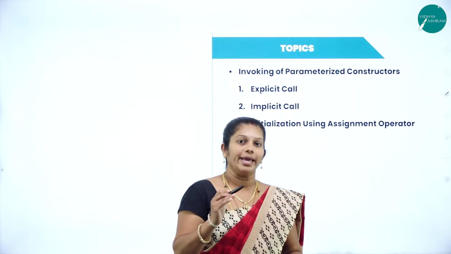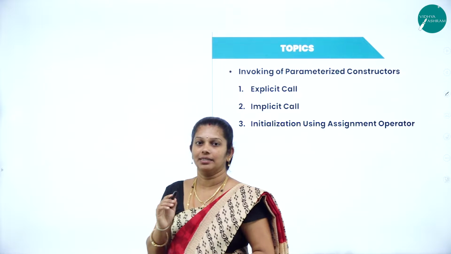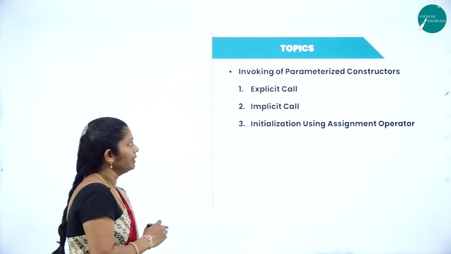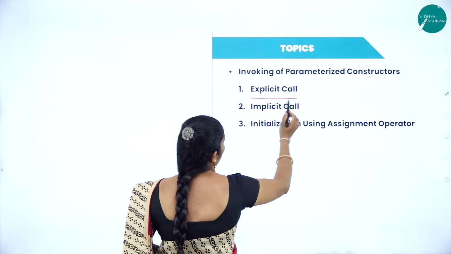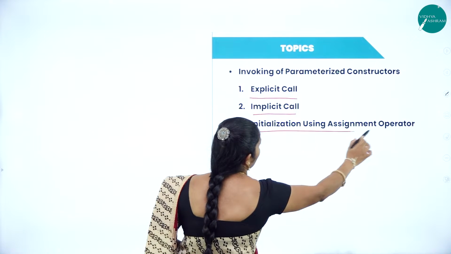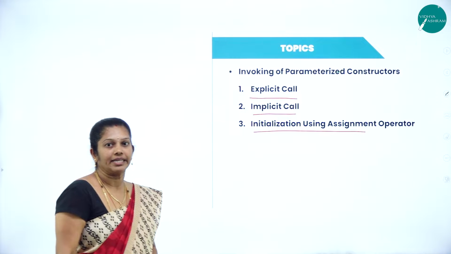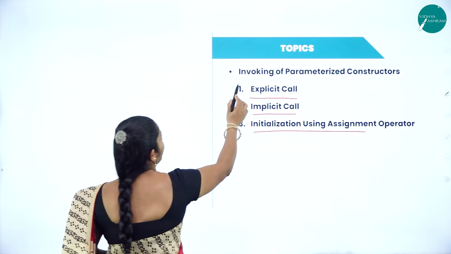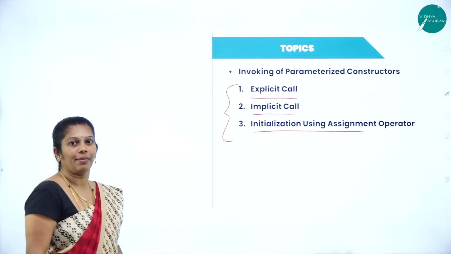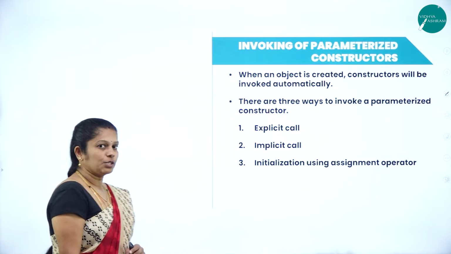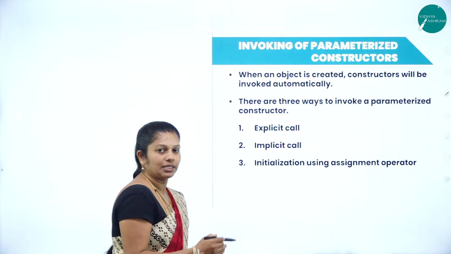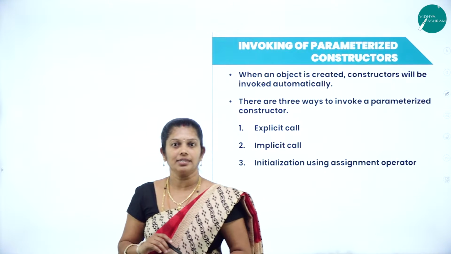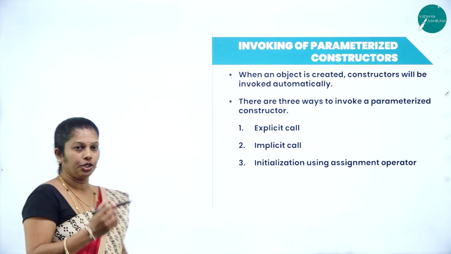That is, how exactly the parameterized constructor can be executed, can be called. That can be done by explicit call, implicit call, or initialization at the time of declaration with assignment operator. In three methods, we can call or invoke the parameterized constructor. A parameterized constructor is nothing but a constructor which has arguments. I am going to give an example.